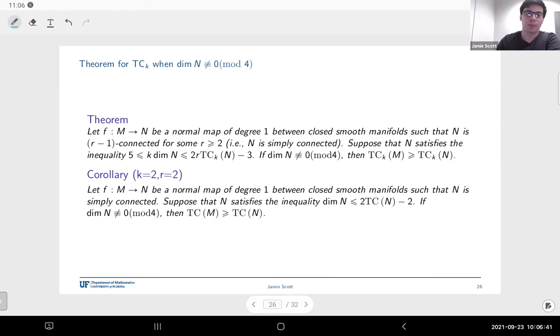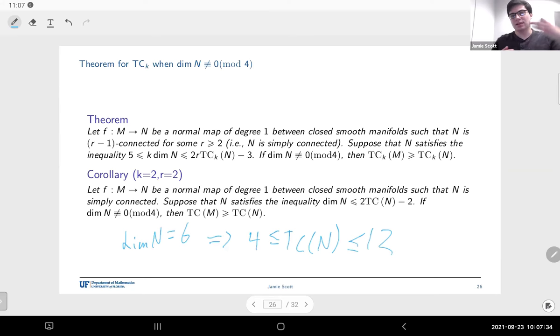Let's take an even more special case here. Let's say that the dimension of N is equal to 6. This translates to our condition being 4 is less than or equal to the TC of N. Our dimension is even, so the smallest TC we can have is 2 in the even case. So the conjecture holds when the TC of N is as small as possible. The only open problem for normal maps in dimension 6 would then be if the TC of the codomain is 3. So this does cover quite a range of cases, because the TC can be anywhere up to 12 here, so most of it's covered. Less and less will be covered as we get into higher and higher dimensions, but I feel like this is a nice low dimensional example.